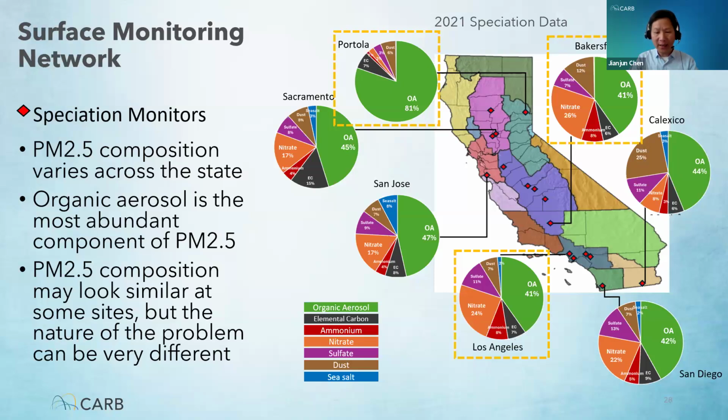In general, organic aerosol, represented in green in the pie charts, is the most abundant component across California. However, despite the similar appearance of the annual PM 2.5 composition at some sites, such as Los Angeles and Bakersfield, the nature and sources of PM 2.5 can vary greatly. So in the following slides, we will show more detail about PM 2.5 in Los Angeles, Bakersfield, and Portola.